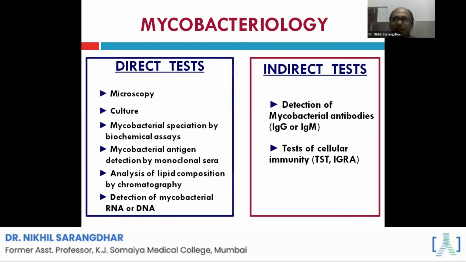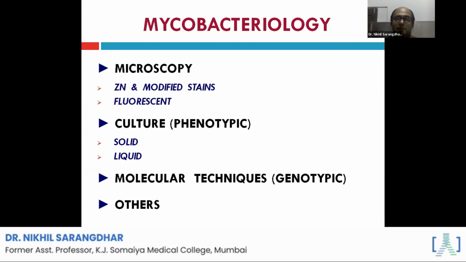So broadly, you have diagnostic tests for TB classified into 2 types: direct tests, which detect the presence of Mycobacterium tuberculosis in the body, or indirect tests, which measure the body's response to Mycobacterium infection. Regarding our microbiological tests, they can be broadly classified into 4 types: microscopy, that is Ziehl-Neelsen and modified acid-fast stains; fluorescent microscopy; then culture, which is your phenotypic test. You have the solid and liquid culture. You have molecular techniques, which is your genotypic tests, such as the GeneXPERT and LPA, which we'll be talking about today, and we have other tests.